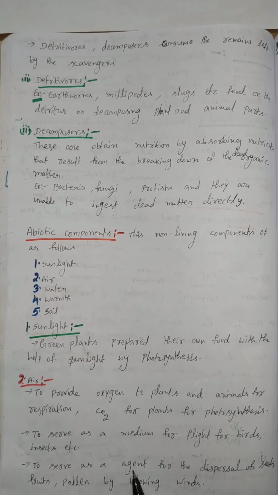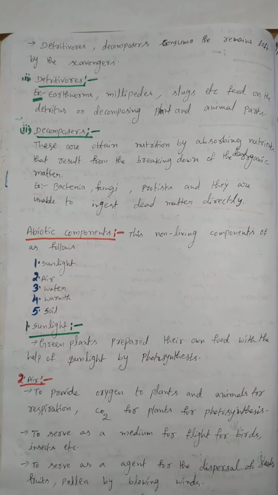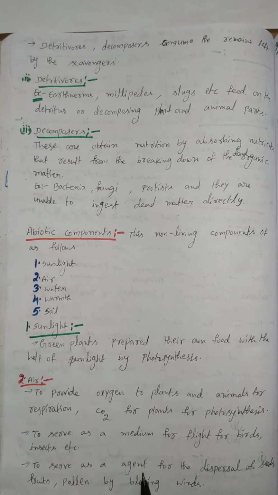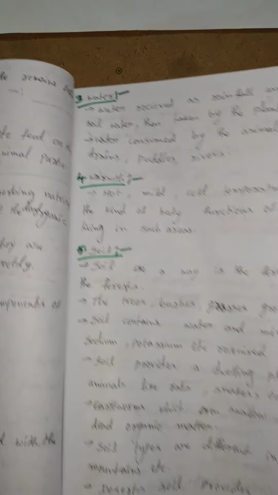To serve as the agent for the dispersal of seeds, fruits, pollens by blowing winds. So in pollination, seed dispersal is very important, and pollens are blown out by blowing winds. So this is very important for the air.